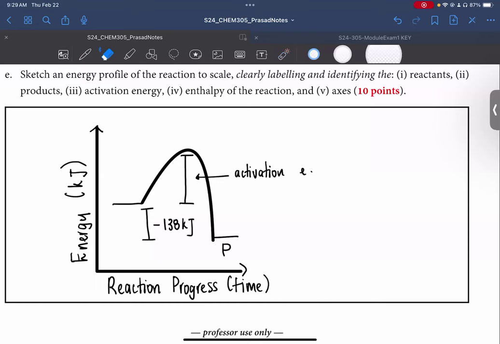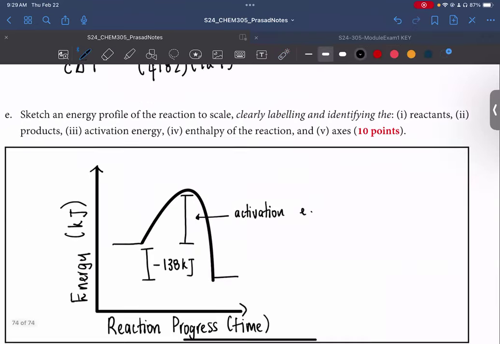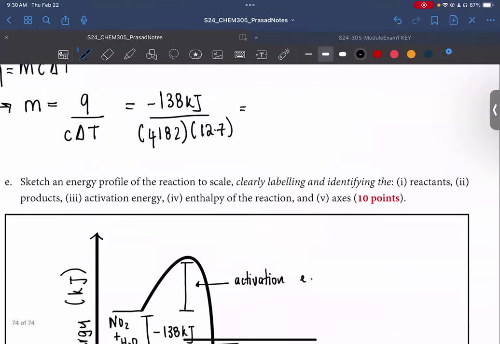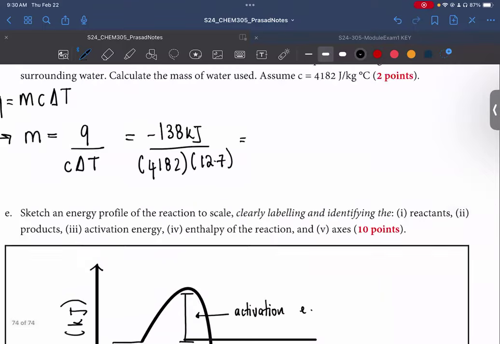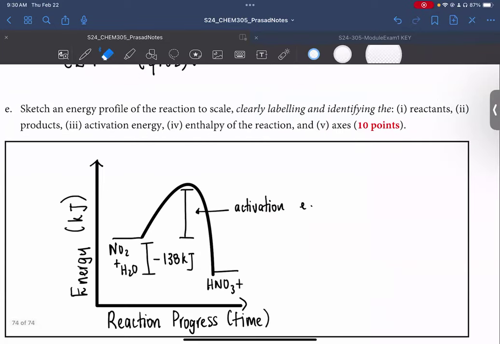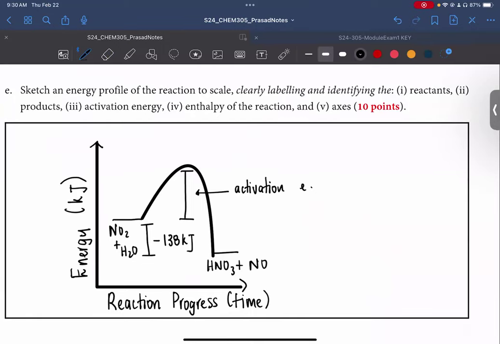And now to finish it off, let's fill in our reactants and products looking at the reaction. We have NO2 and H2O as the reactants. Then we have HNO3 plus O2. Is it O2? Oh, NO, oops. NO as the product.